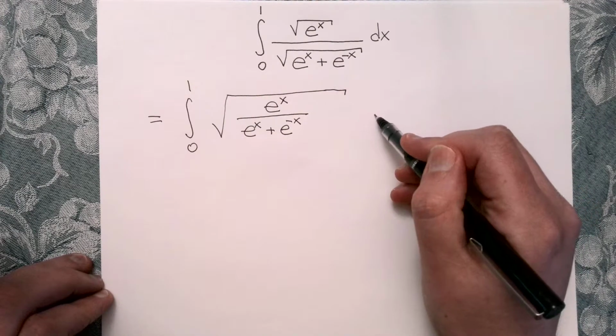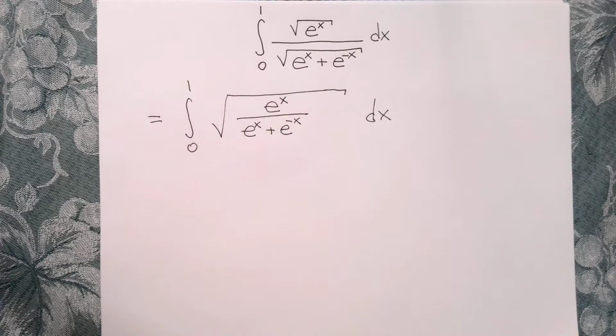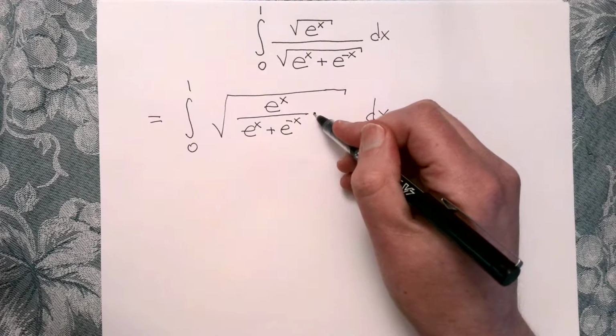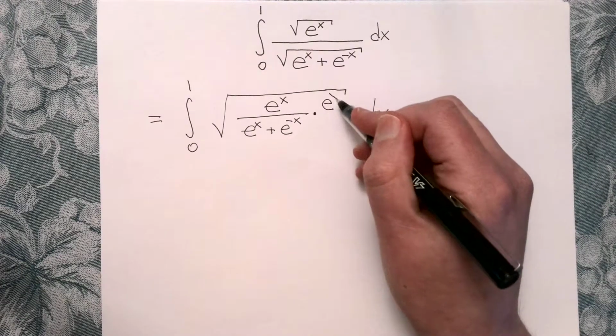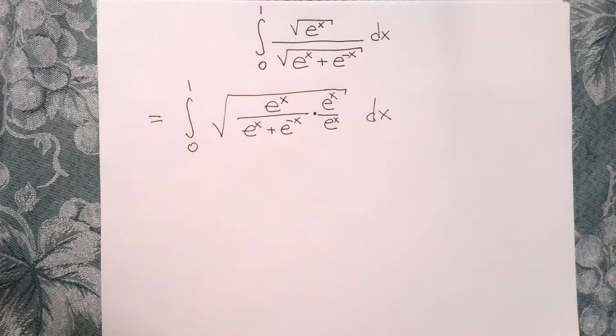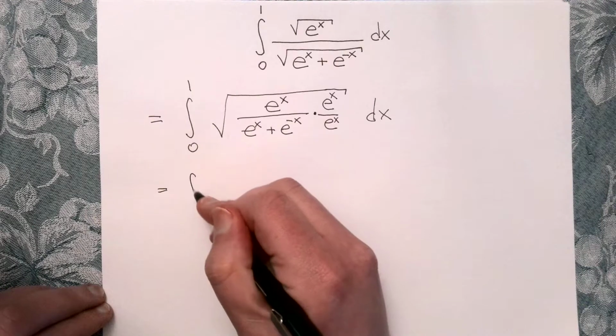Give myself a little space here. And so maybe initially it doesn't seem so helpful, but I'd really like to get rid of this e to the minus x business right here. So I'd like to get rid of this. Let's multiply the top and the bottom by e to the x. Okay, so that's going to help quite a bit here. And let's see what we have here.